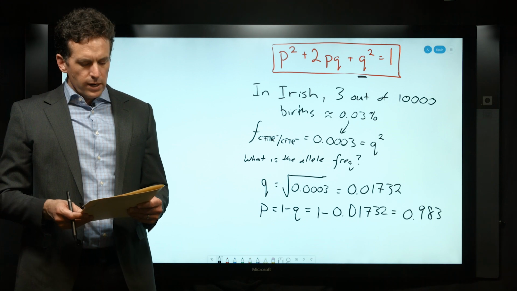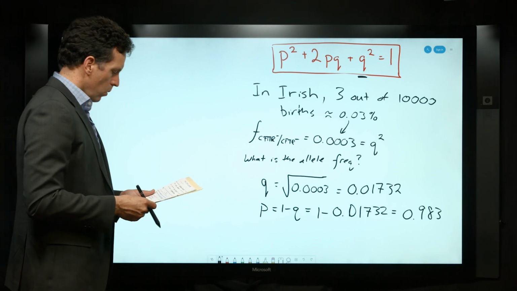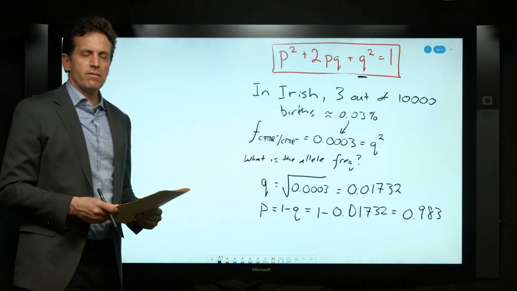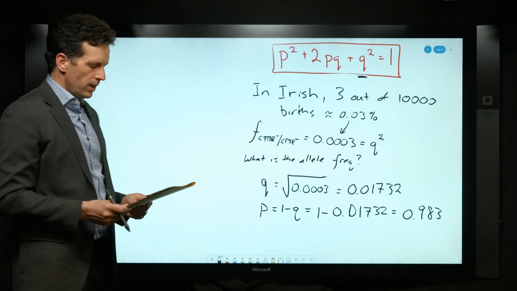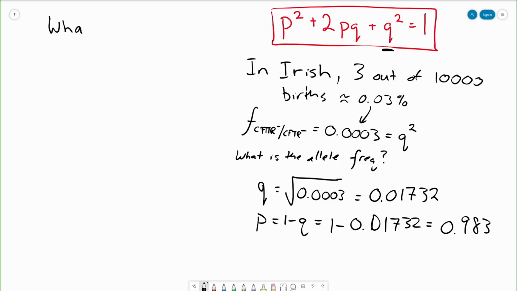Okay, and so we can ask a very important question here now. We can ask, what is the frequency of carriers of the cystic fibrosis disease allele in the Irish population? And so let's determine what that is. What is the frequency of carriers? Carriers, in this case, are the heterozygotes.